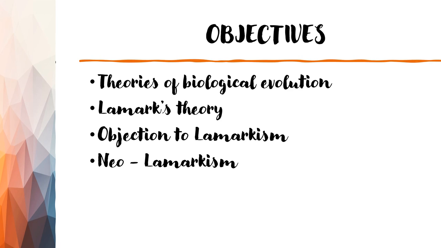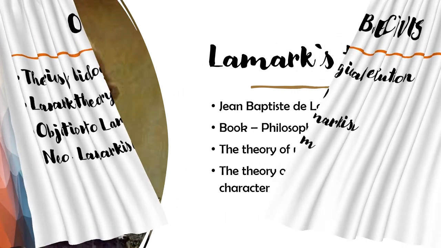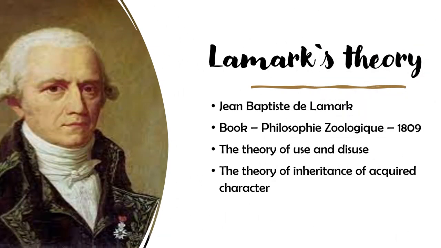So various theories have evolved regarding biological evolution, and one of the persons is Lamarck. He gave his concept through these theories. Let us go on with Lamarck's theory, objections to Lamarck's theory, as well as neo-Lamarckism. So let us go on to the first theory, that is Lamarck's theory, and Lamarck's full name is Jean-Baptiste de Lamarck.